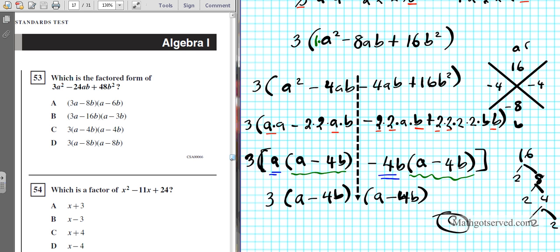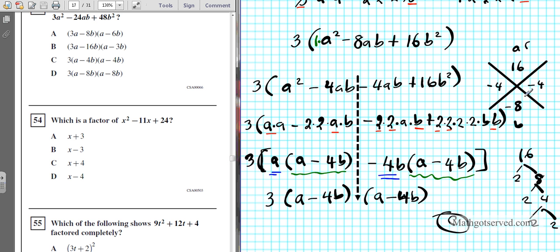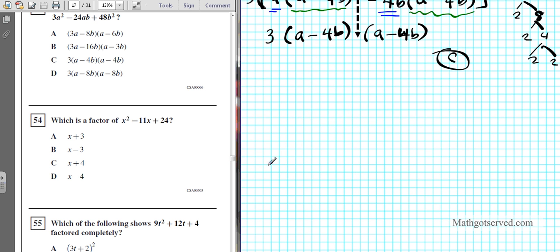All right, let's move on to question number 54. If we are to factor, again, it says which is a factor of that. So for 54, we're going to factor x squared minus 11x plus 24.